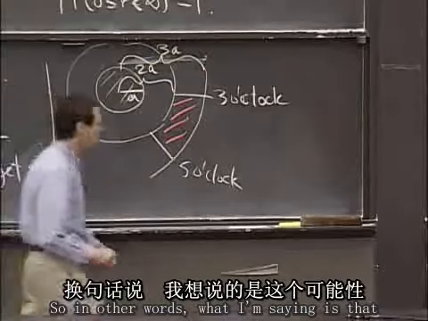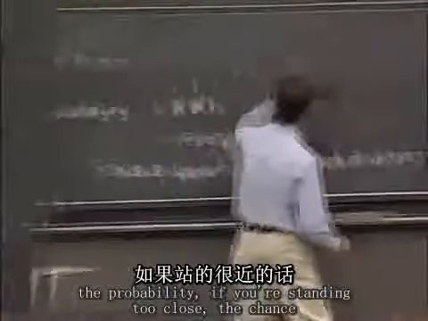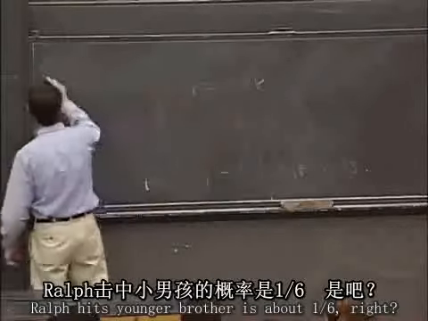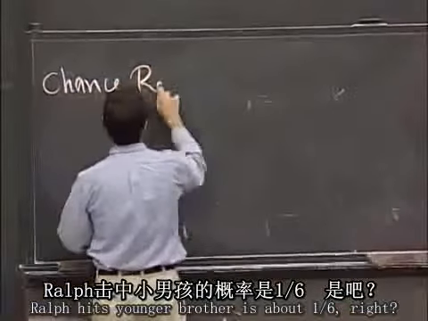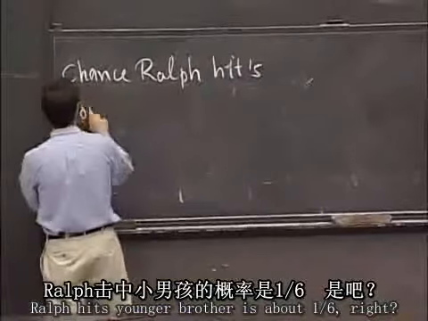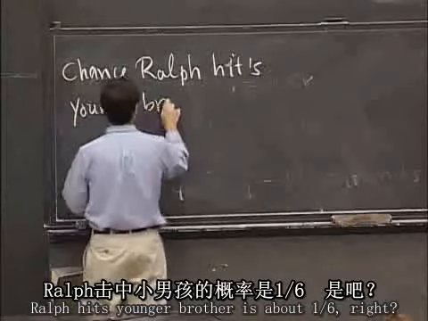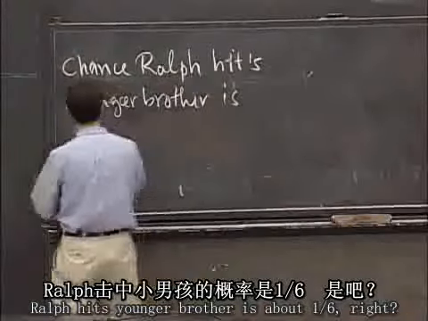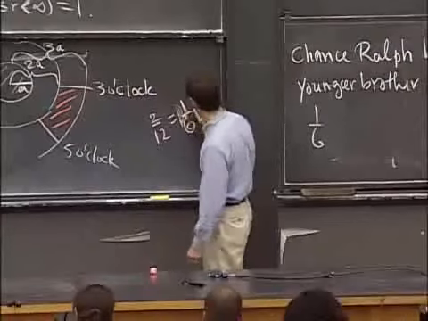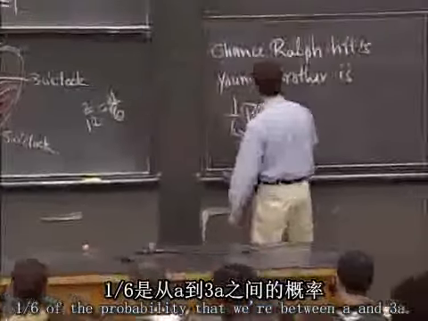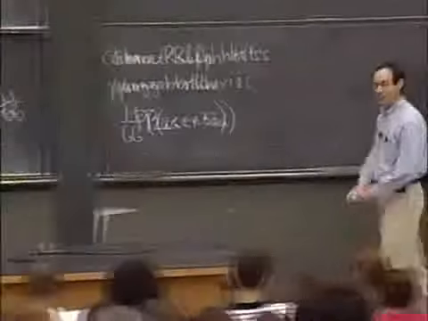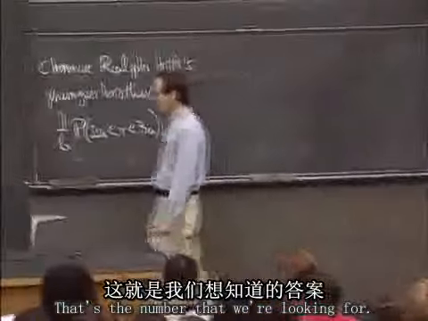So in other words, what I'm saying is that the probability, if you're standing too close, the chance Ralph hits the younger brother is about a sixth, right? Because 2 over 12 is equal to a sixth. A sixth of the probability that we're between A and 3A. All right? That's the number that we're looking for.